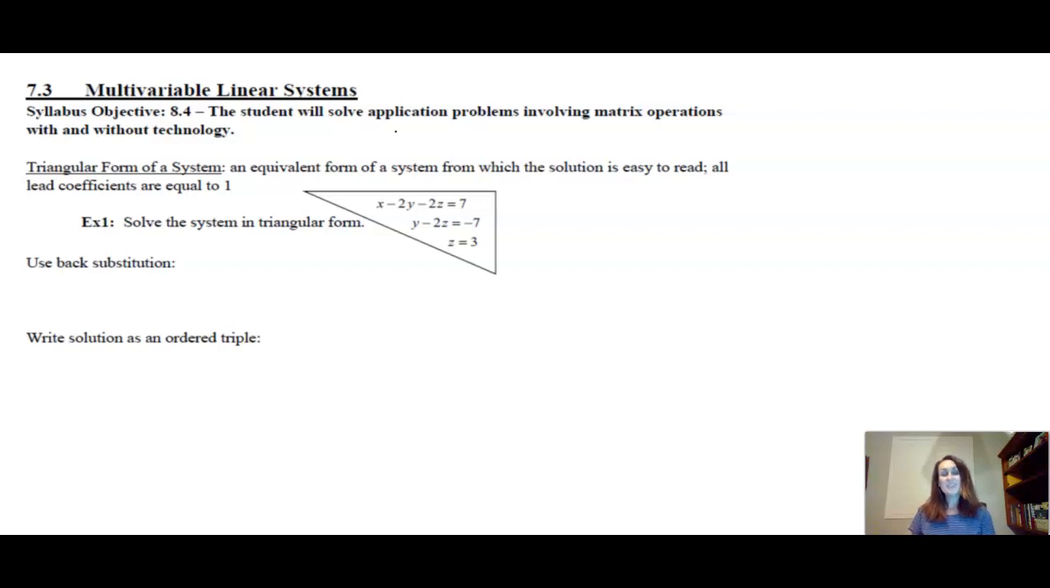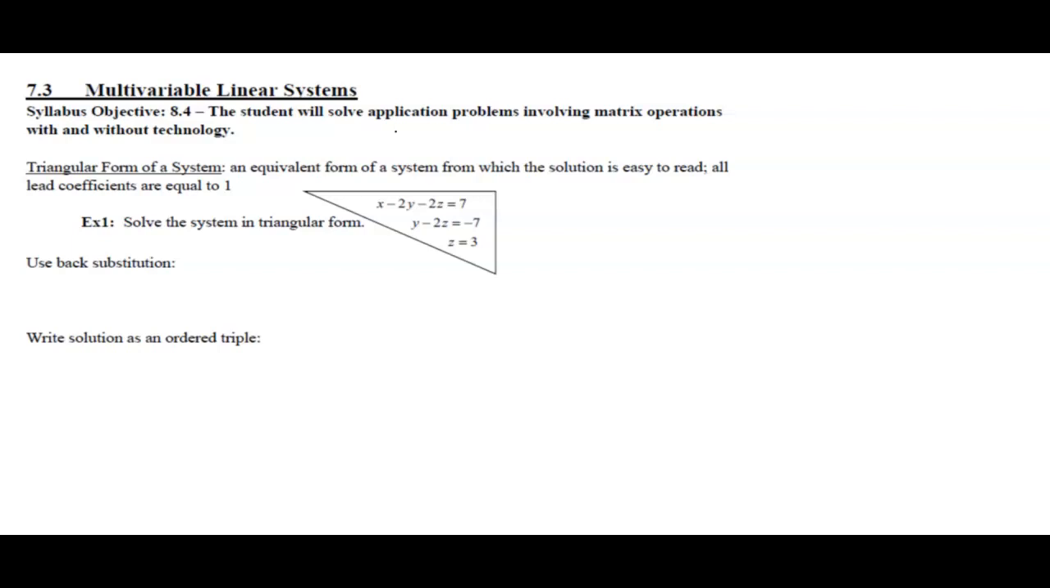Hi everyone, so today we're going to do lesson 7.3, solving systems with multivariables. So we will be looking at solving a system with X, Y, and Z. So let's get started.